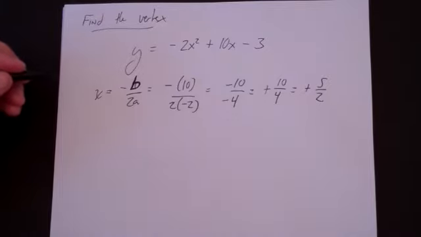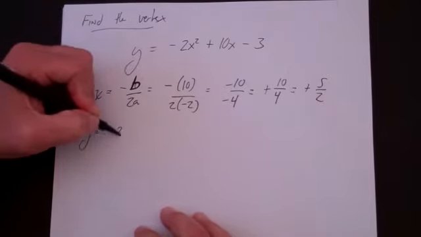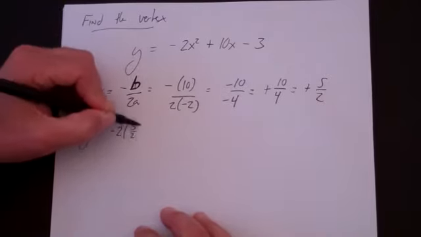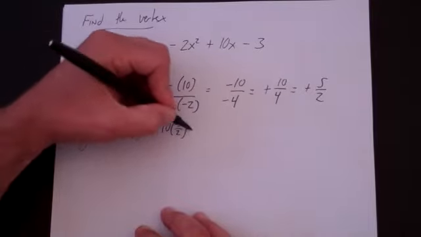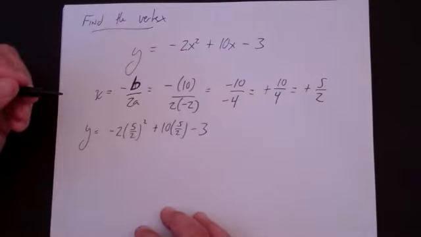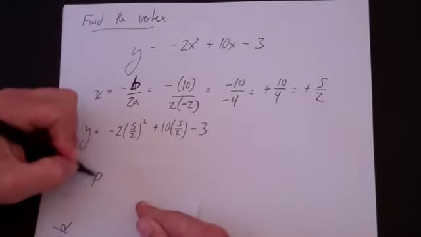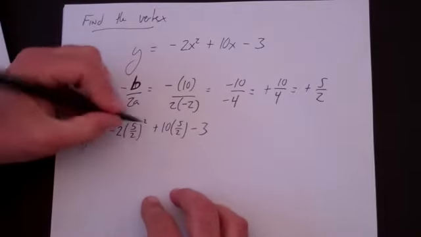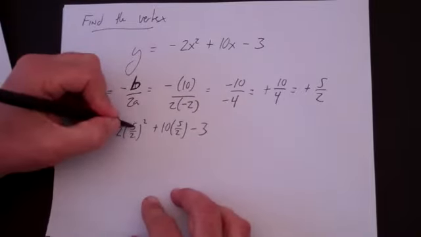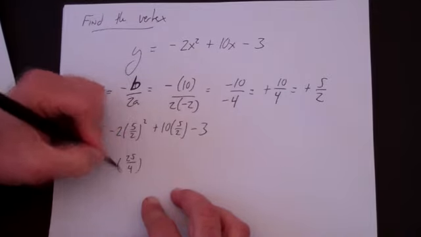Now this is a little bit harder because it's fractions, but it's not that much harder. So your y is equal to minus 2 times (5 halves) squared, plus 10 times 5 halves, minus 3. You have to use order of operations, which is again PEMDAS, right? Parentheses, exponent, multiply, divide, add, and subtract. So we're going to do powers first. The way you do powers of a fraction is you take the power to the numerator and to the denominator. That's 25 over 4.